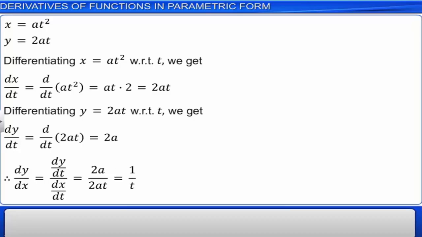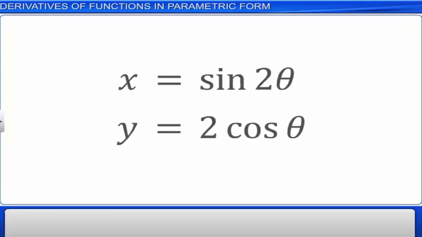Let us consider one more example. Consider the relations x is equal to sine 2 theta and y is equal to 2 cos theta. It is clear that the variables x and y are expressed in terms of a third variable, theta. Thus, both the relations are in parametric form where theta is the parameter.